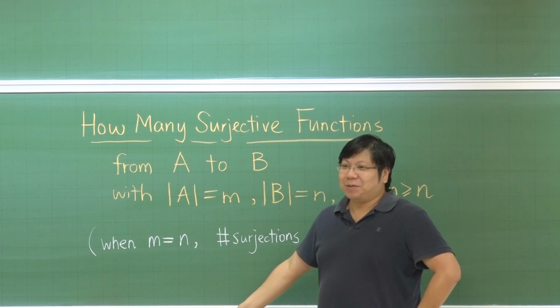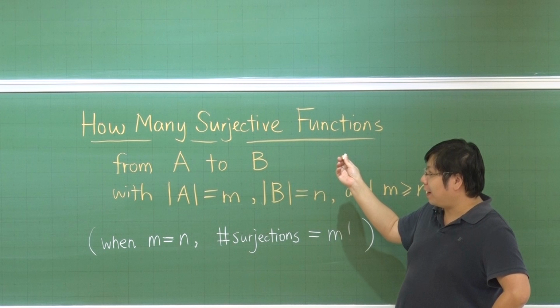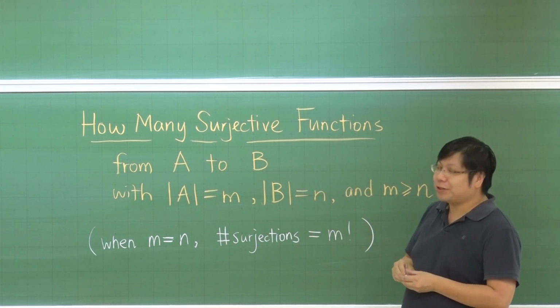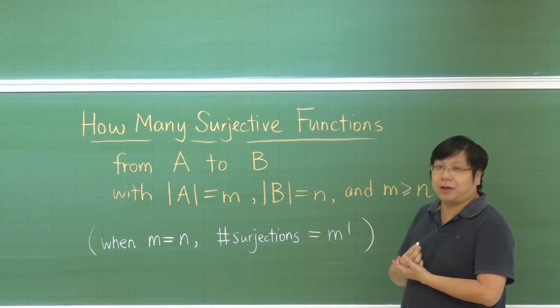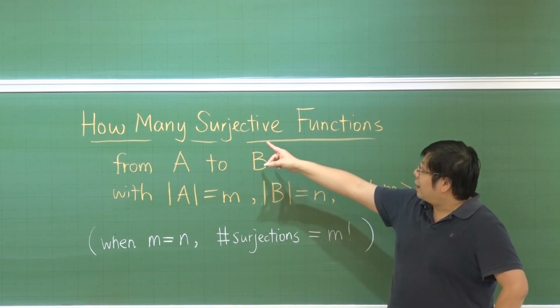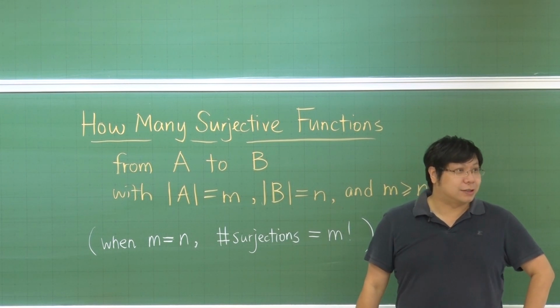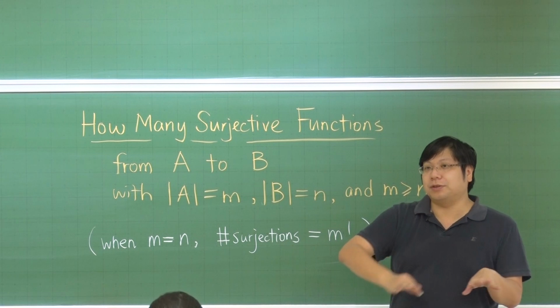So today we will talk about the last thing about functions. This is the question we have not answered in the last lecture. We are asked how many surjective functions there are. Surjective means that the codomain needs to be all covered up.